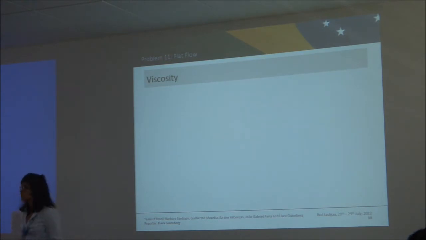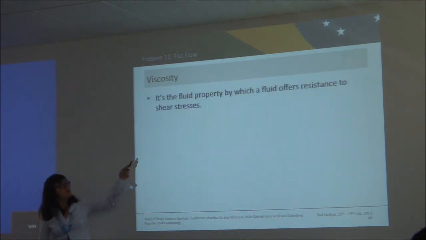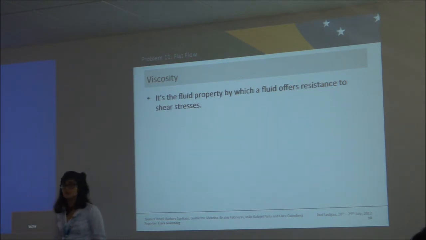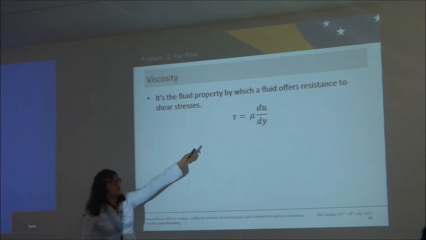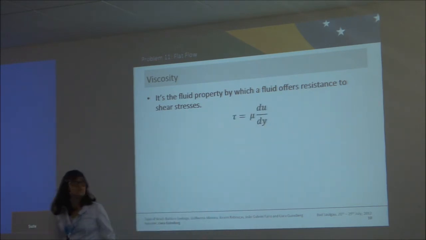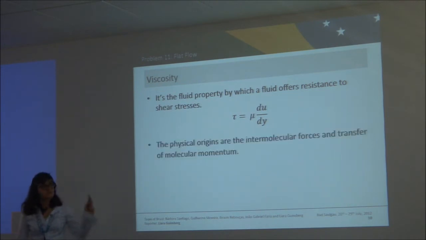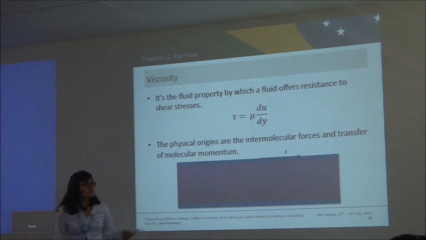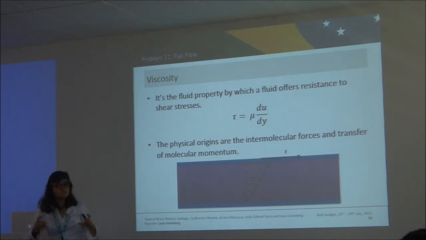Now we can talk about the viscosity of the liquids. Viscosity is the fluid property by which it resists shear stress. Shear stress is given by this formula, where μ is the viscosity coefficient, u is the velocity, and y is one of the coordinates. The physical origins are the intermolecular forces and the transfer of molecular momentum. Here we can draw a profile of velocity when we apply a force on the upper plate when we have a viscous liquid between two plates.